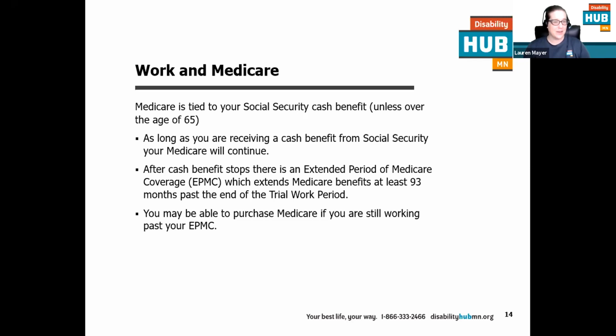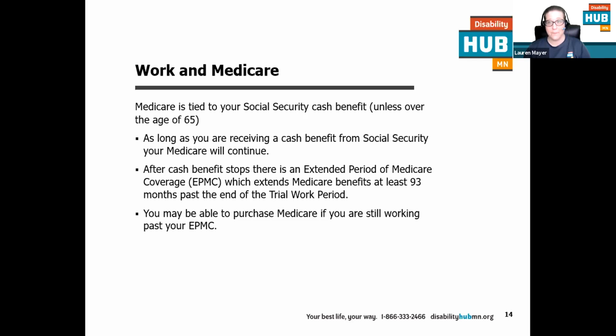And even after that extended 93 months, even if you get to that point and you say, I really still want to keep my Medicare, you are able to purchase Medicare if you're still working at that time. So it is something where you can keep it going pretty easily.